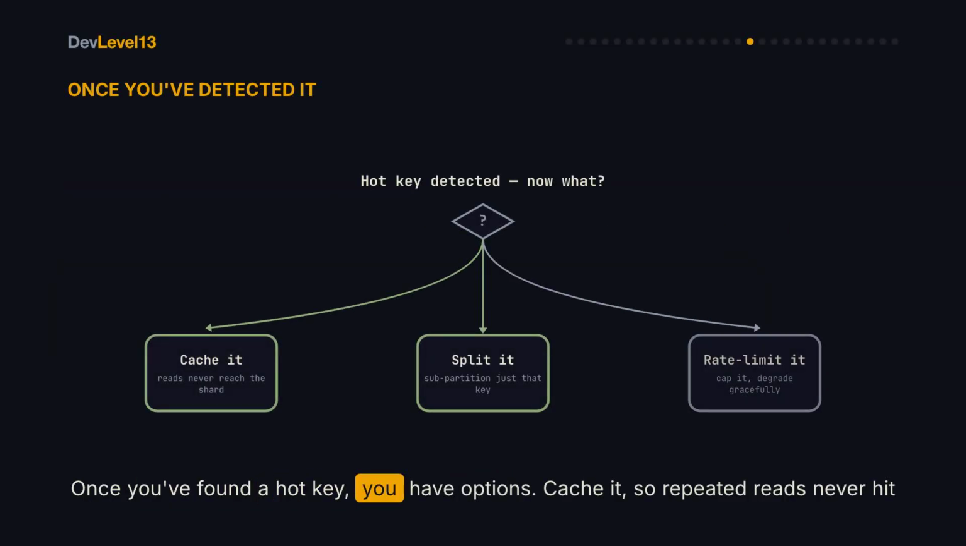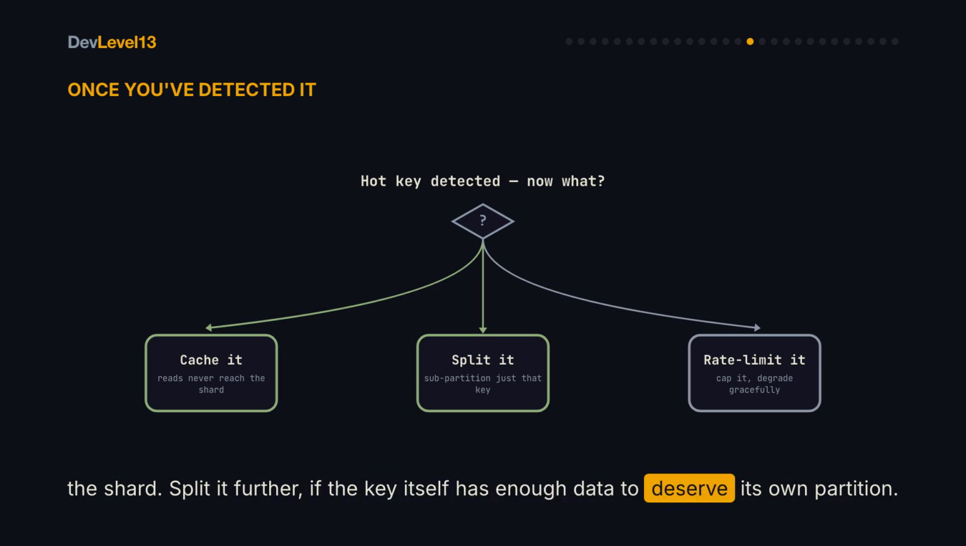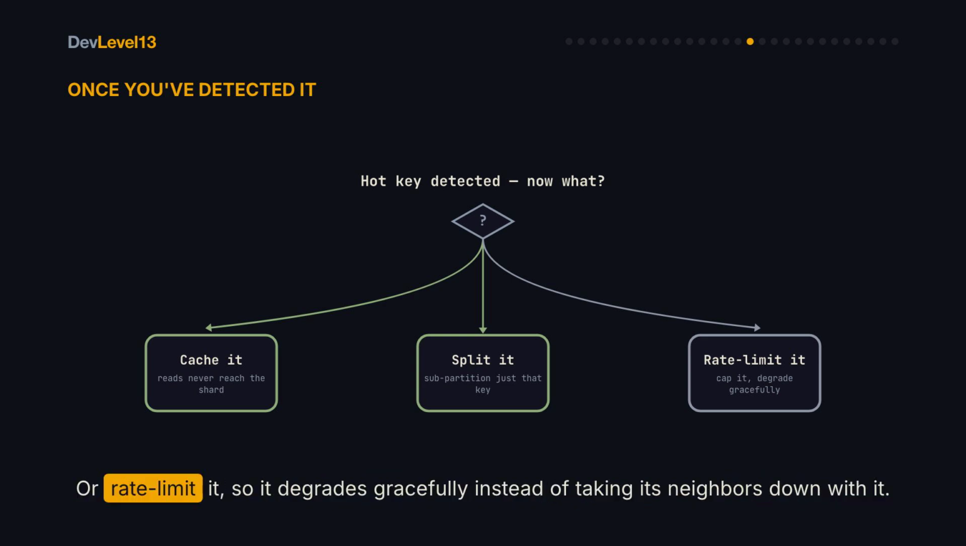Once you've found a hot key, you have options. Cache it, so repeated reads never hit the shard. Split it further if the key itself has enough data to deserve its own partition. Or rate limit it, so it degrades gracefully instead of taking its neighbors down with it.